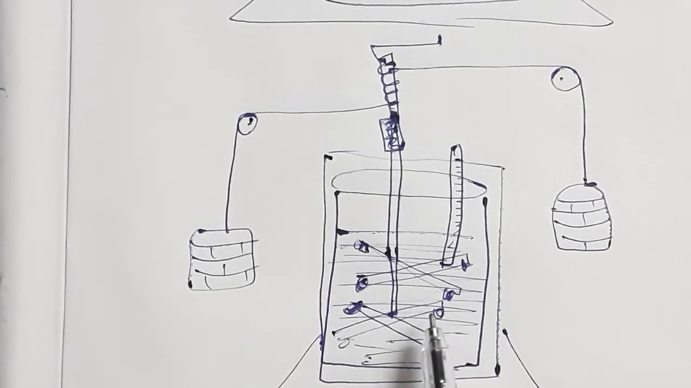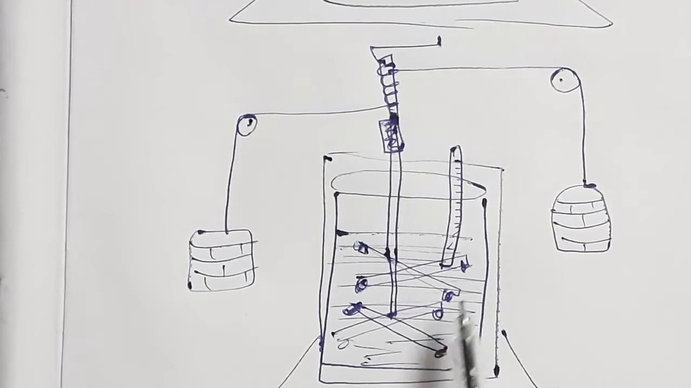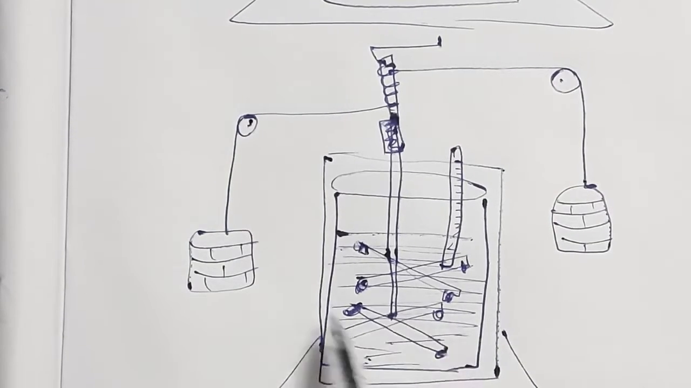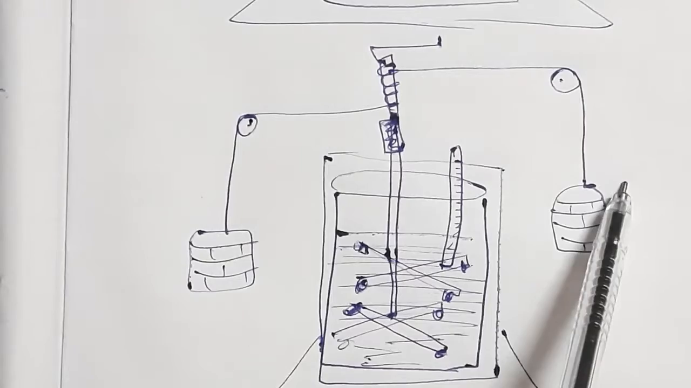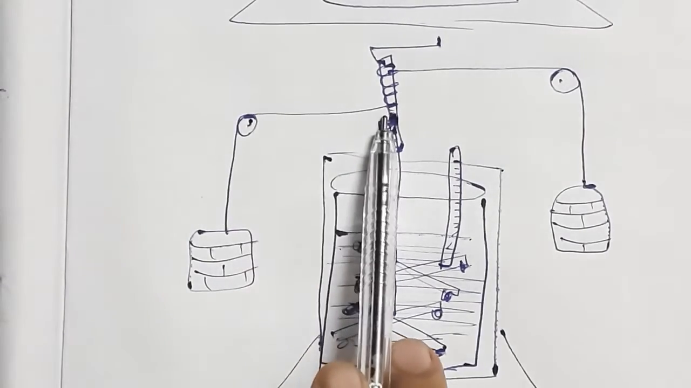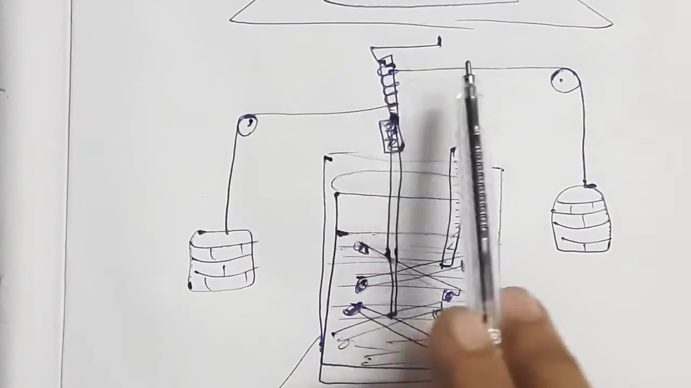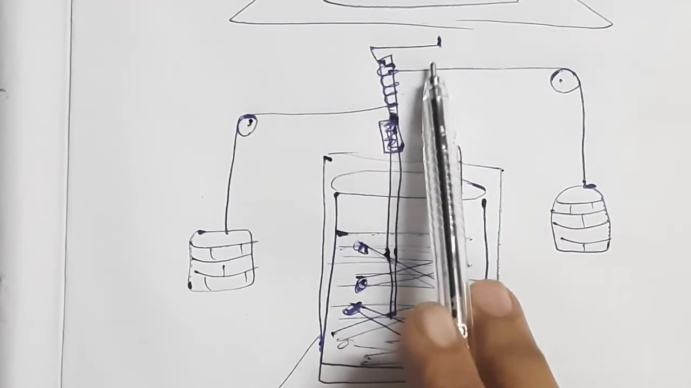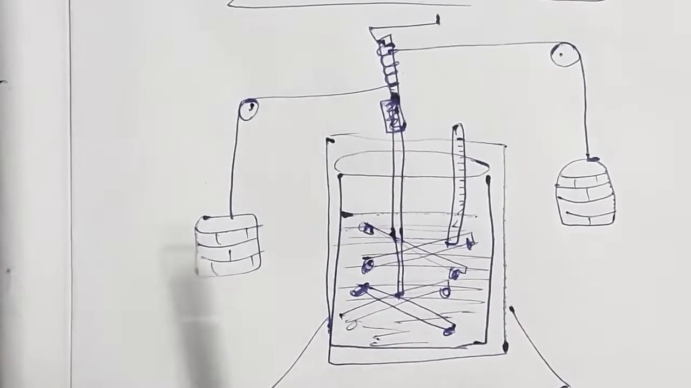So there is a calorimeter made of copper, and a thermometer is inserted to measure the temperature, and there is a paddle wheel. Two masses will be attached by means of a rope through a pulley, which is connected to a spring. There is a handle at the end of this spring.